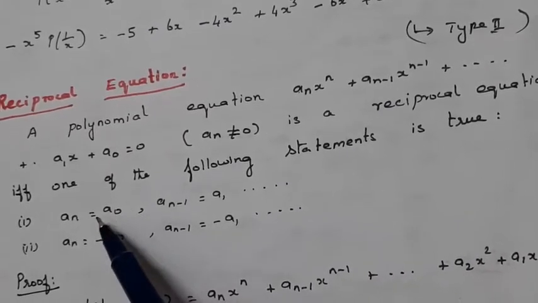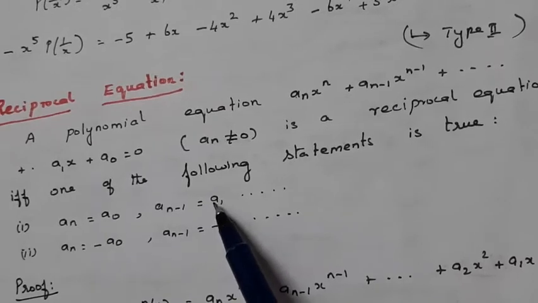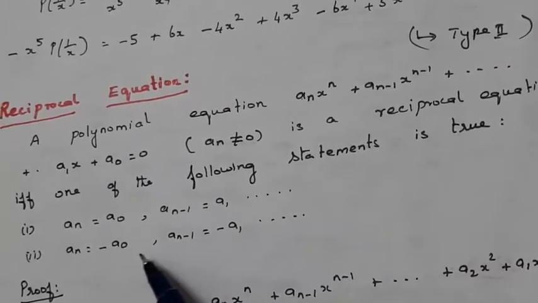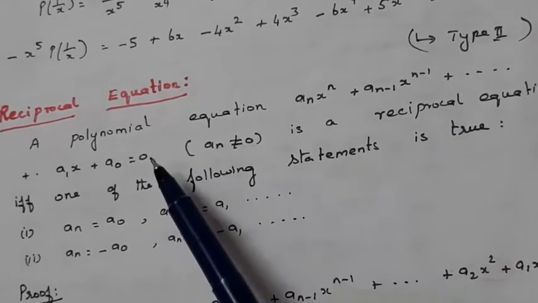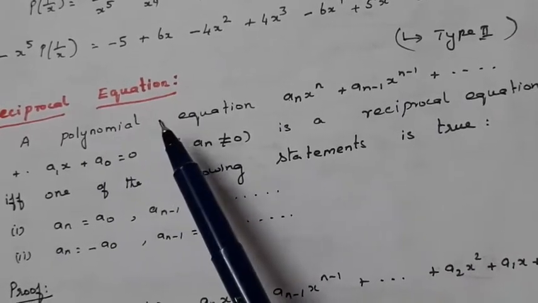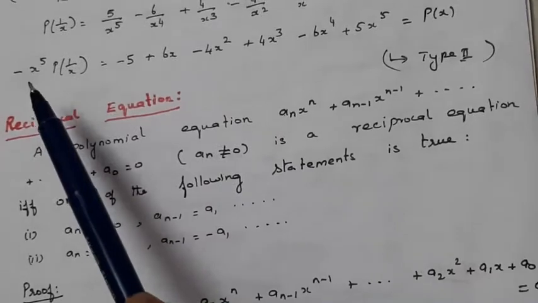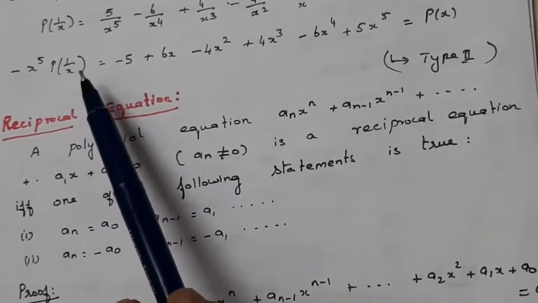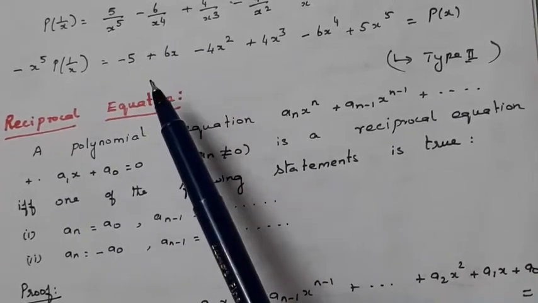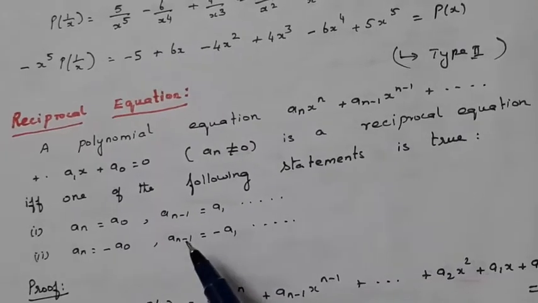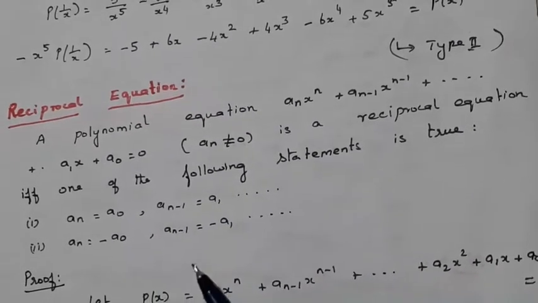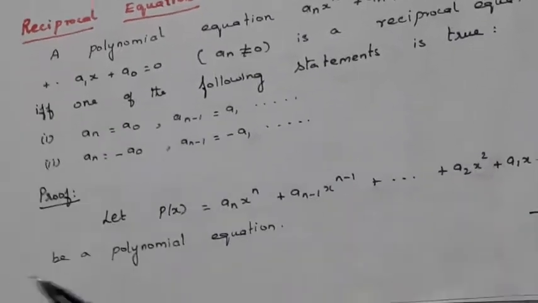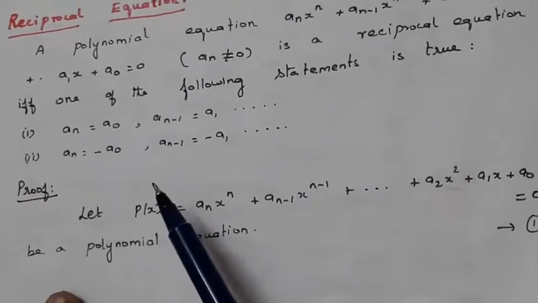Here the coefficients from the end and the beginning are equal. Here they are equal in magnitude but opposite in sign. So we have used this condition to define a reciprocal equation. Instead of checking whether x power n into p of 1 by x is equal to p of x for a reciprocal, we can use this condition. It will be easy to check whether an equation is a reciprocal equation or not. Now let us see the proof of this definition.